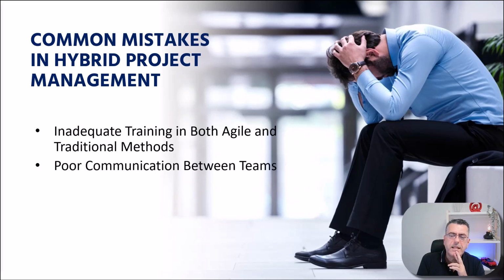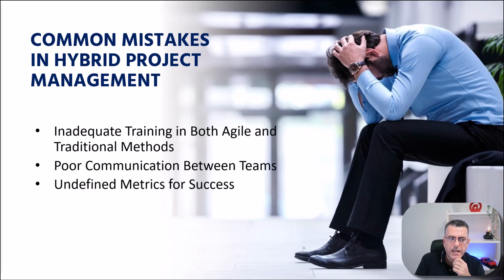The second mistake is when we have poor communication between teams. We know that communication is a key success factor for any project, but when we are in a hybrid environment, this gets even worse. In a hybrid environment, having good communication is vital. Mistakes could happen when agile teams and traditional teams fail to communicate effectively. This could result in misunderstandings, bottlenecks, and even project failure. So it's very important that you pay attention to project communication.